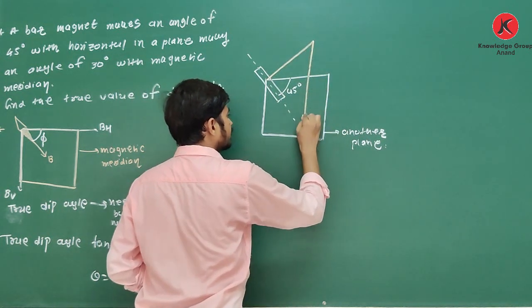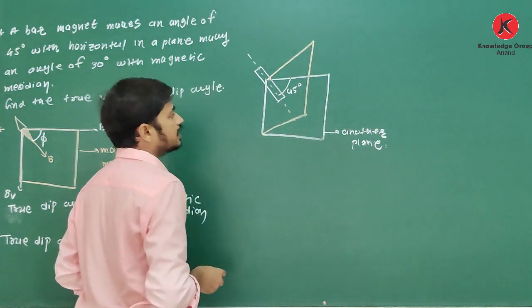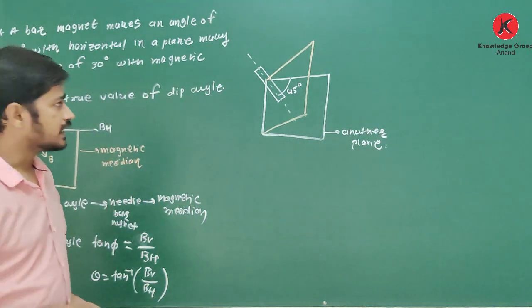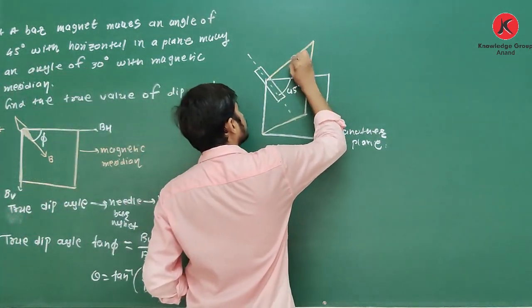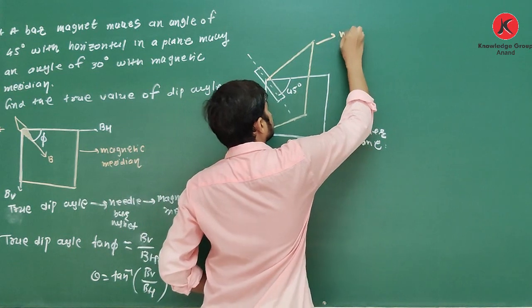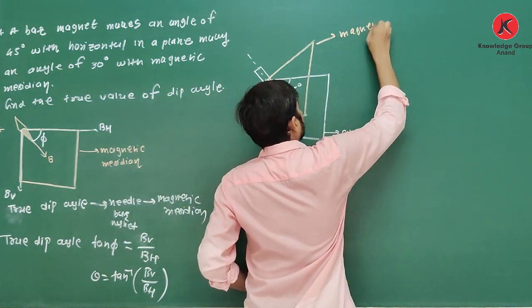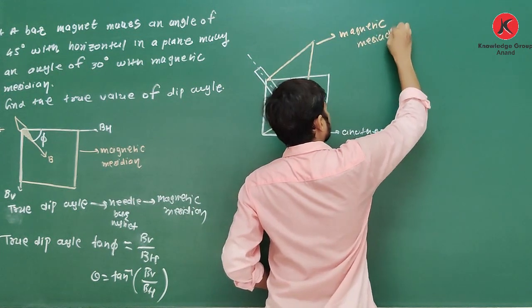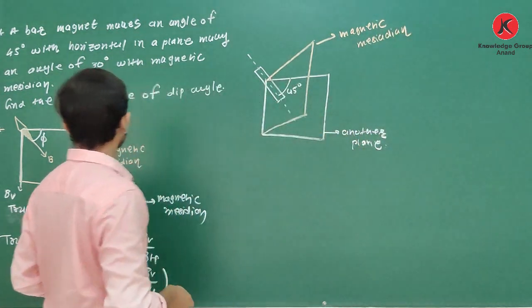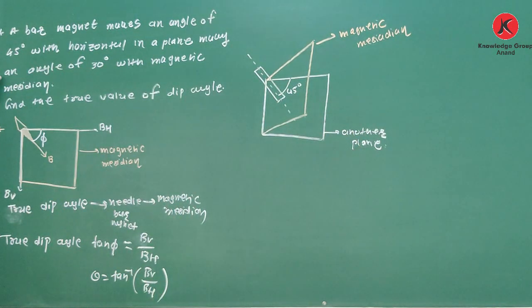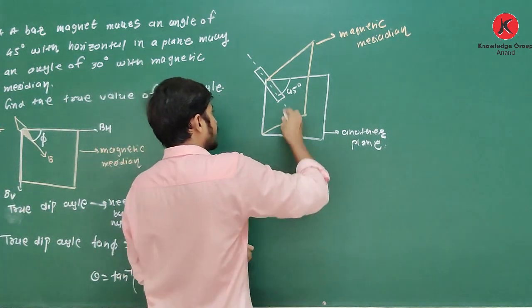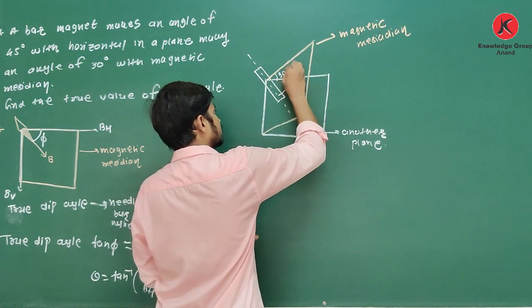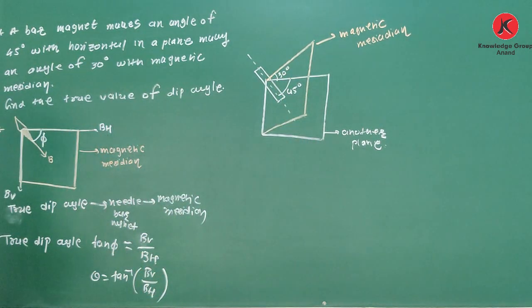This orange chalk is the magnetic meridian. And what is the angle between them? The plane is making an angle of 30 degrees with the magnetic meridian, so this angle is 30. Clear about this?